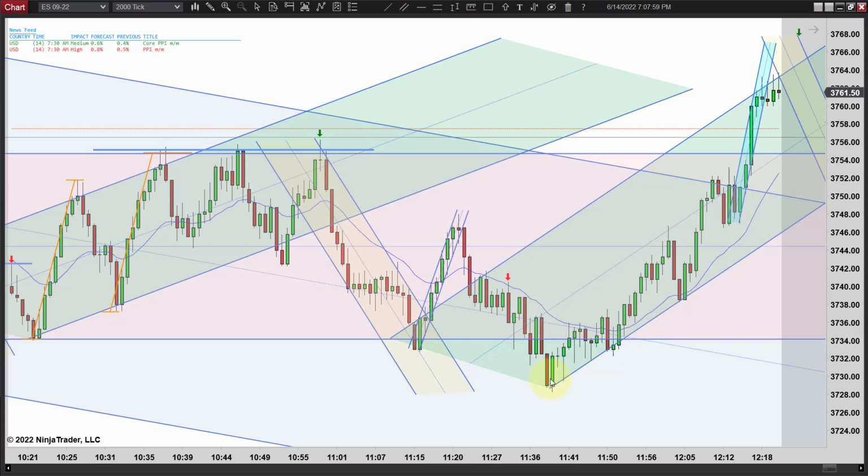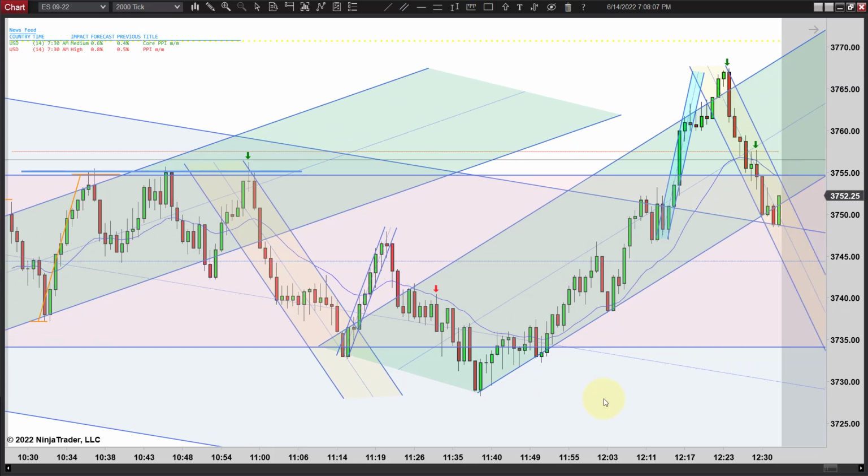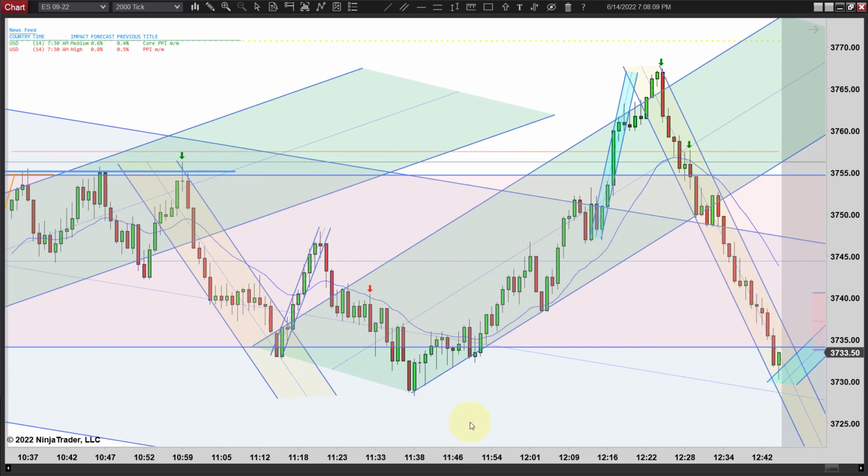Notice how it traps people. When you see this thing making lower highs each time it comes up, that's not a good sign that we're going higher yet. Prices are not ready to go higher, so don't be trying to pick bottoms on that.